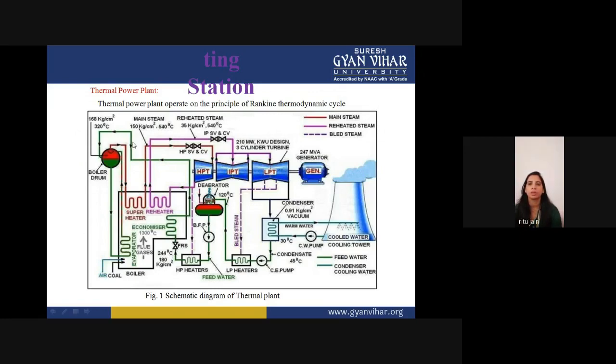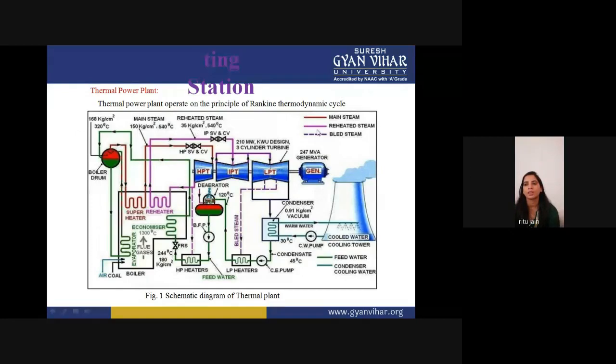This is the boiler drum, and its pressure is 168 kilogram per centimeter square, which is very large. The temperature of this is 320 degrees centigrade. The main steam pressure is 150 kilogram per centimeter square. The temperature of this steam is 540 degrees centigrade, which is very high. Then this is reheated steam, at 35 kilogram per centimeter square and 540 degrees centigrade.